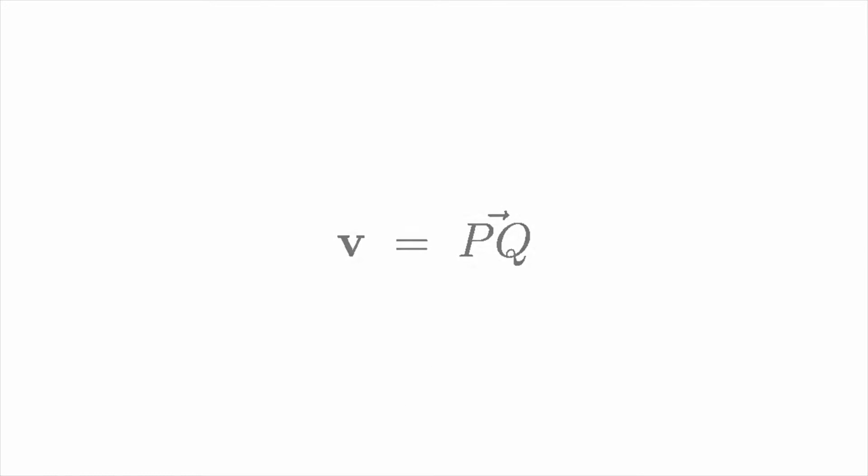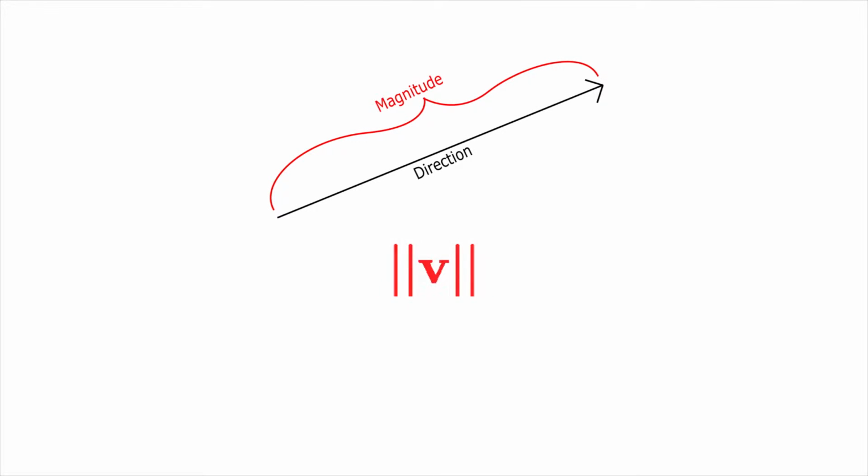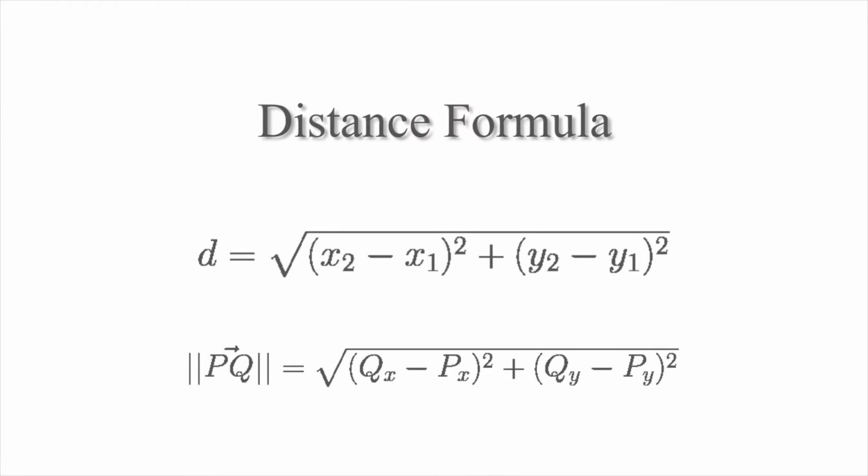In mathematics, vectors can also be represented as boldface lowercase letters. Therefore, we can say the vector v in the plane is equal to the directed line segment PQ. Its magnitude, or the length of the vector, is denoted by double vertical bars around PQ, and can be found using the distance formula. Just to remind you, this is the distance formula.